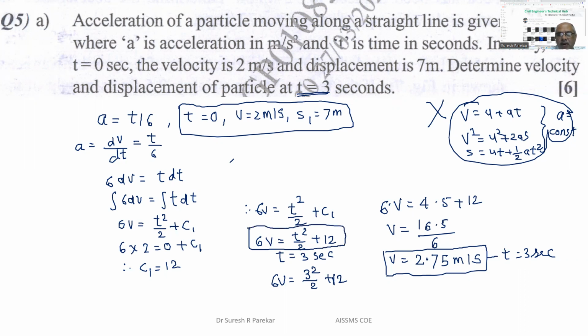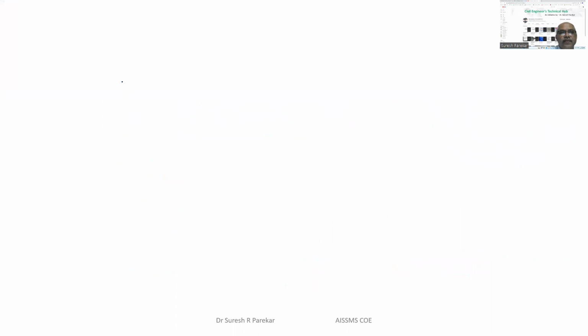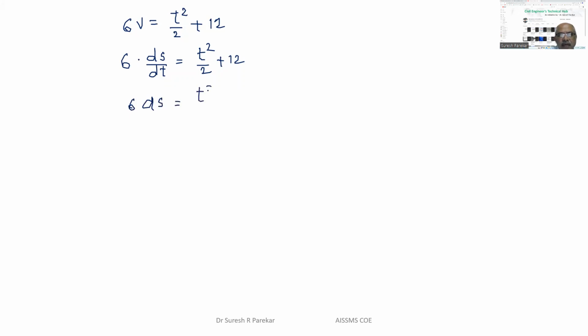So we have the equation of V: 6V equal to T square by 2 plus 12. Now again I will write 6V as ds upon dt, and that is equal to T square by 2 plus 12. Now rearrange the terms. So we have 6 ds equal to T square by 2 plus 12. Now integrate on both sides: 6 ds equal to integration of T square by 2 plus 12.